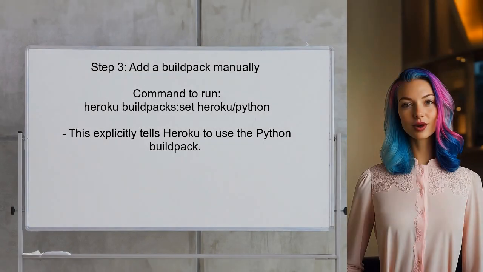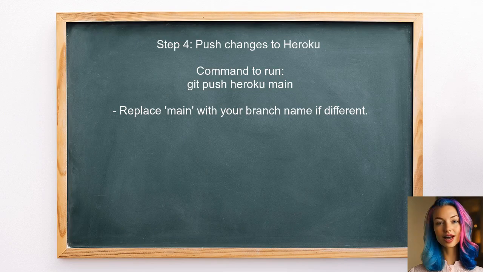If the issue persists, the user should consider adding a buildpack manually. This can be done by running a specific command in the terminal to set the Python buildpack. Finally, the user should push the changes to Heroku again. This will allow Heroku to attempt to build the application with the specified settings.